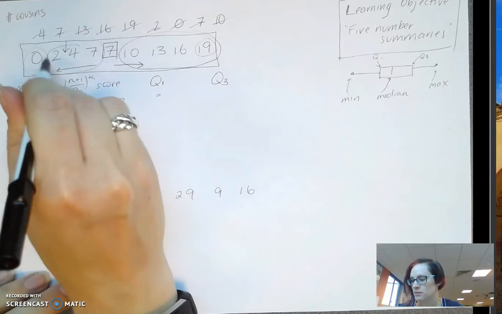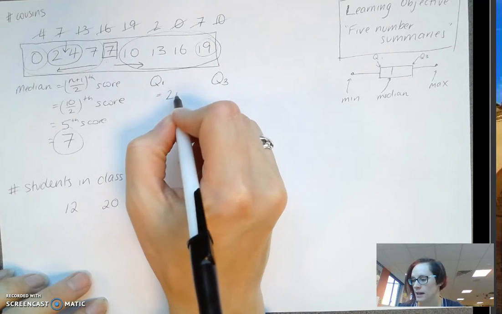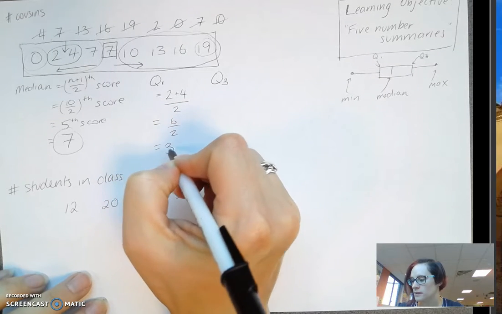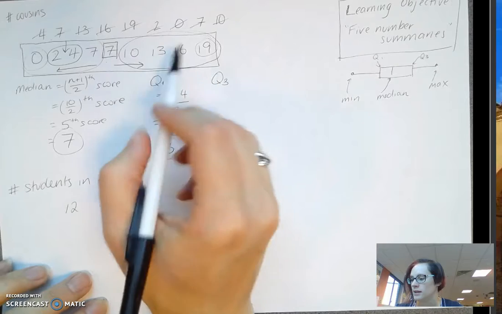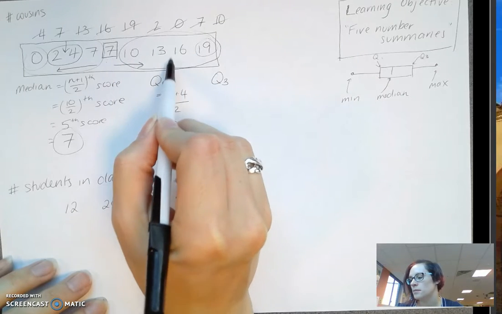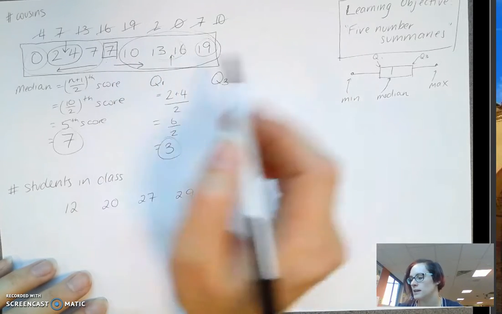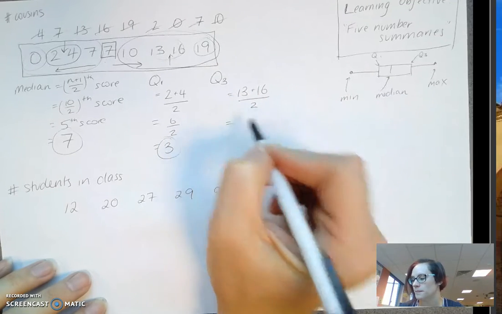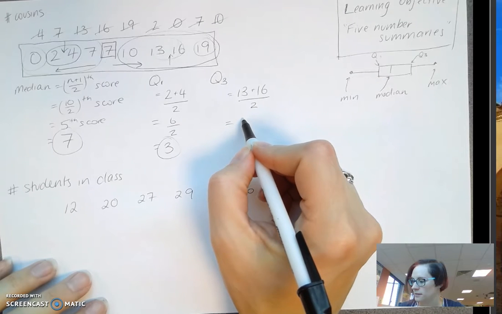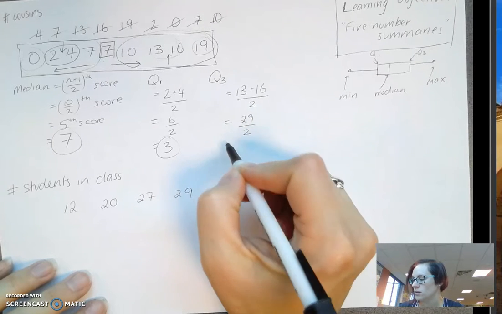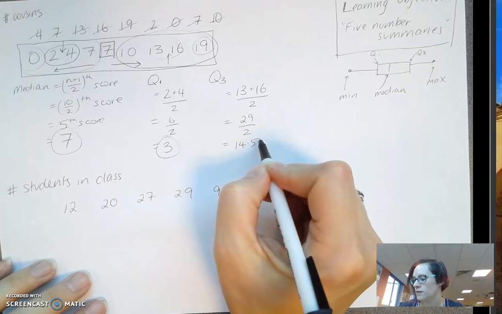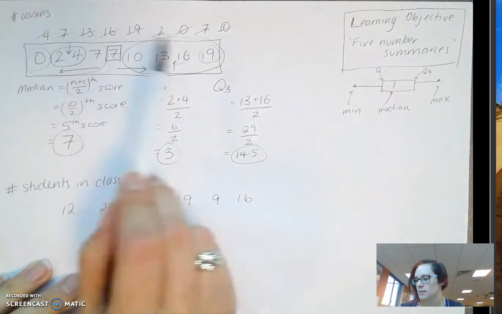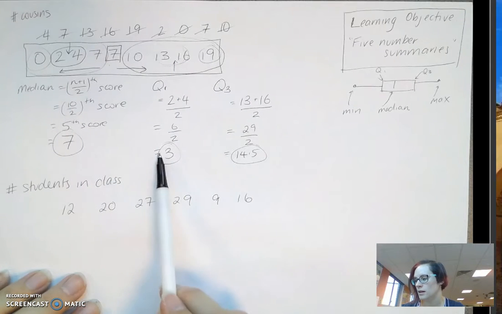So that means our Q1 will sit between 2 and 4. So we have to average out 2 and 4, which is 6 over 2, which is 3. So our Q1 is 3. And our Q3 is the same. So we've got 2 on each side. So our Q3 will sit between these scores here. So our Q3 will be 13 plus 16 divided by 2. So we will have 29 divided by 2, which is 14.5. Okay, so far we've got our minimum, maximum, median, Q1 and Q3.